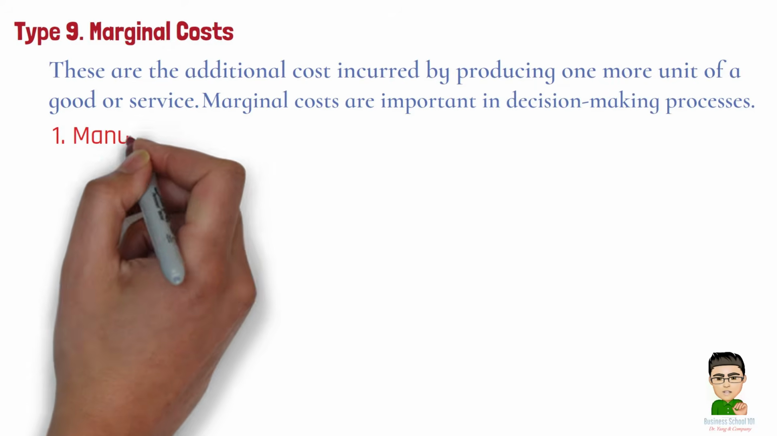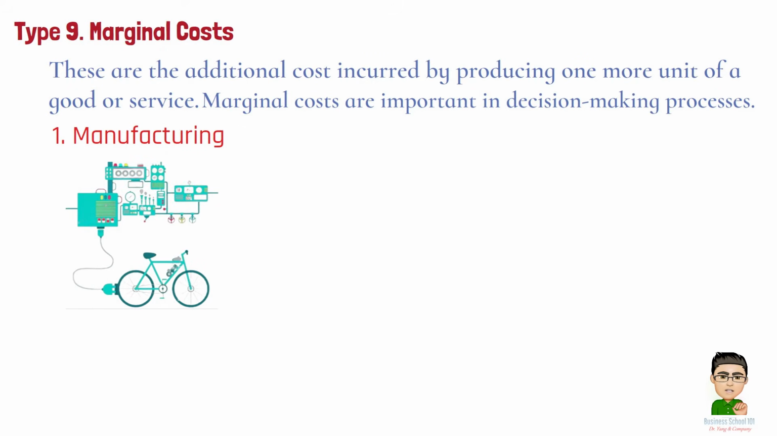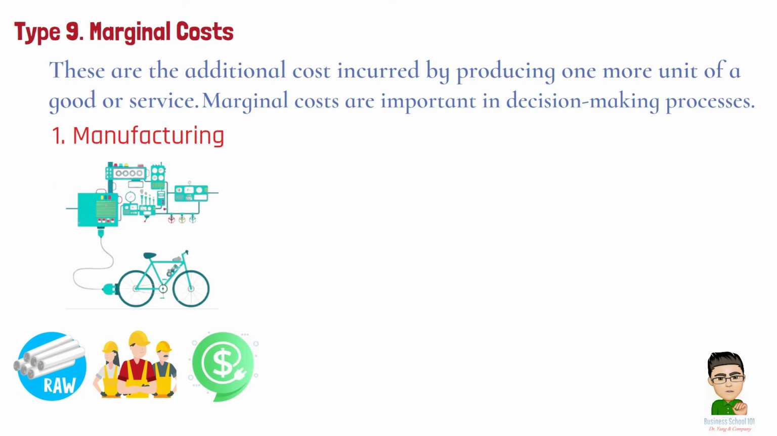Number 1. Manufacturing. Suppose a factory produces bicycles. The marginal cost would be the additional cost incurred in producing one more bicycle, including the cost of additional raw materials, labor, and energy.